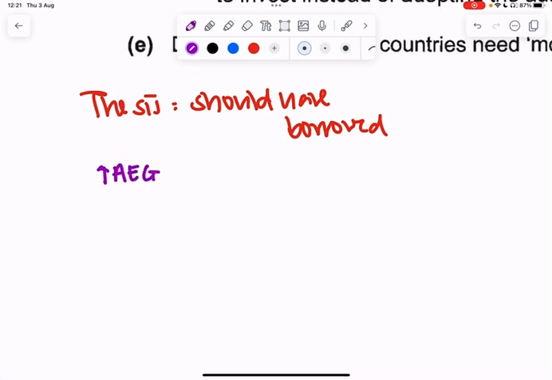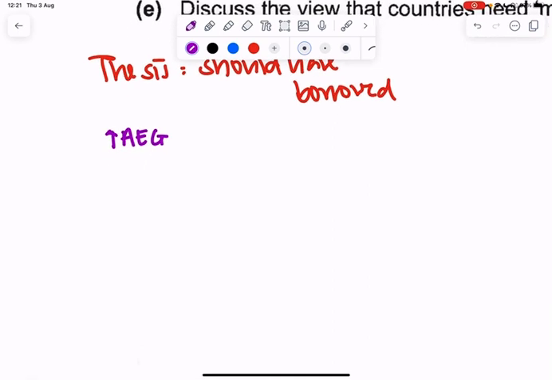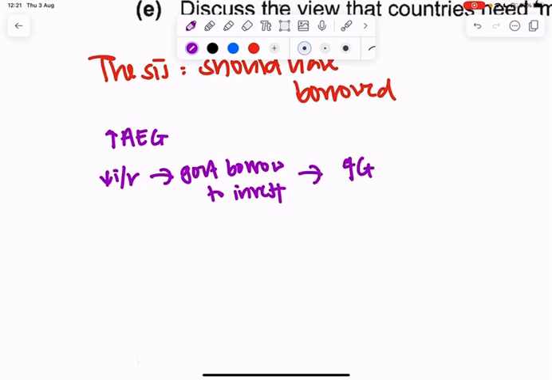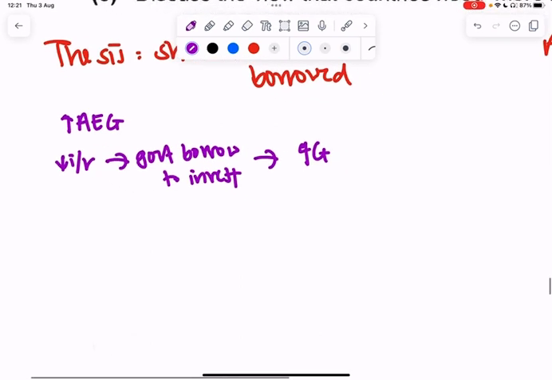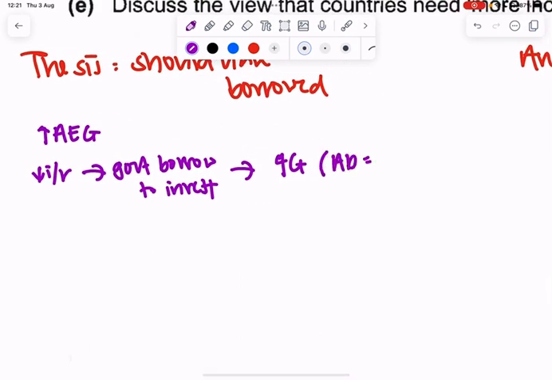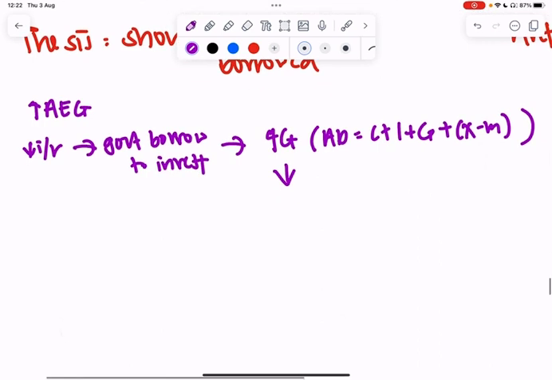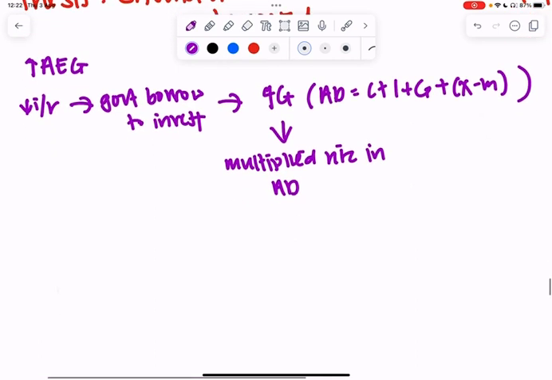How do we link that? So straight away, we would say with the low interest rates, governments borrow to invest, and then when government invests, it leads to a rise in government expenditure. And this government expenditure, because government expenditure is a component of AD, will lead to a multiplied rise in AD, assuming spare capacity.